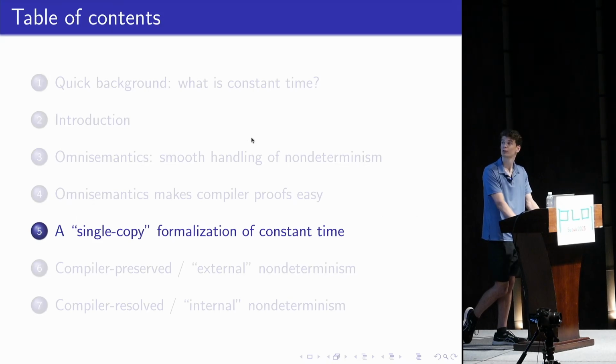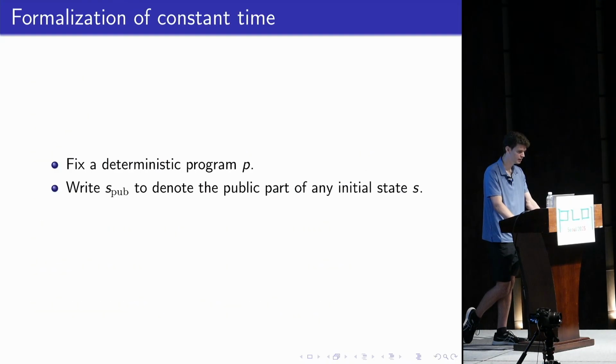All right, so having finished reviewing relevant past work, I'll go on to new stuff that we did here, beginning with a formalization of constant time for deterministic programs. For a deterministic program P, we'll write s_pub to denote the public part of an initial state of the program, and I'll say what it means for P to be constant time.